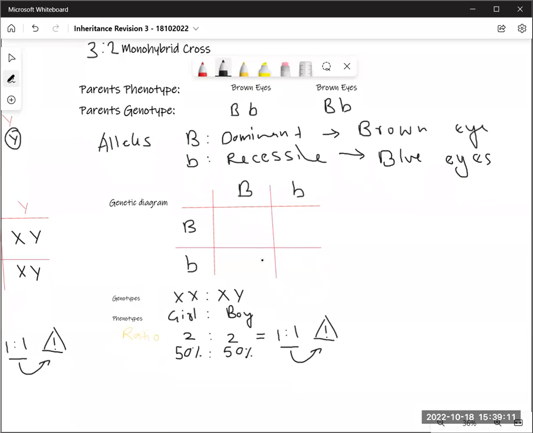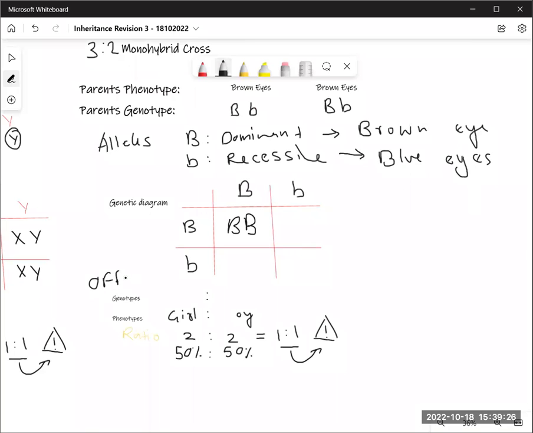Now, in this case, since B is capital for both of them, they don't have blue eyes because B is dominant. It takes control. It's given preference. Let's try to find what offspring will be produced if I cross these two parents. Give me the products, Rachan. Sir, capital B, capital B. Capital B, capital B.